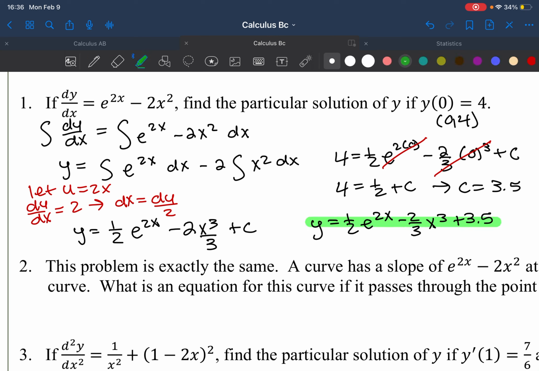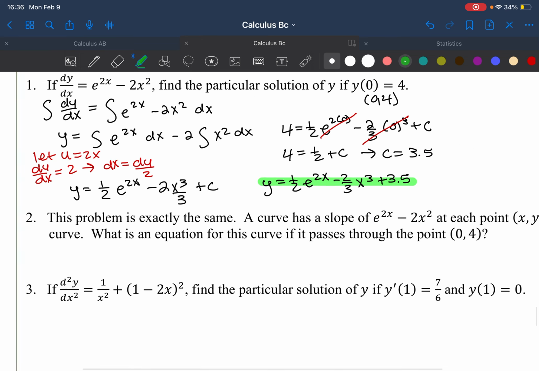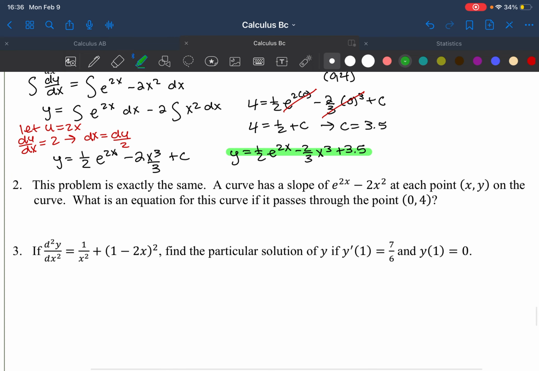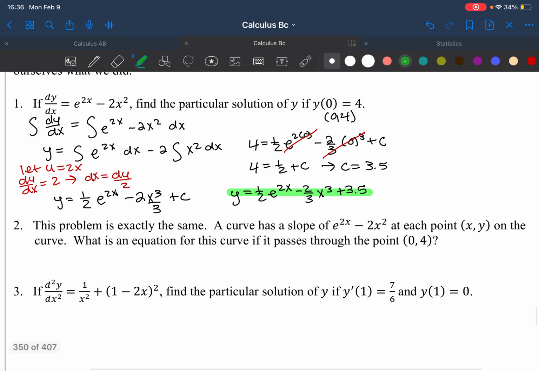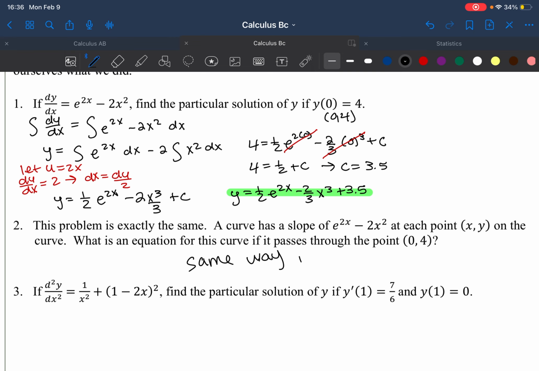Again, that's when we learned about particular solutions where we could solve for c. However, we may not see our problem in this unit written like that. Instead, we might see something that says a curve has a slope of e to the 2x minus 2x squared. Well, slope is the same as dy/dx. At each point (x, y) on the curve, what is the equation for this curve if it passes through the point (0, 4)? Again, same as it giving us our condition of y of 0 equals 4. So you would answer this the same way as number 1.